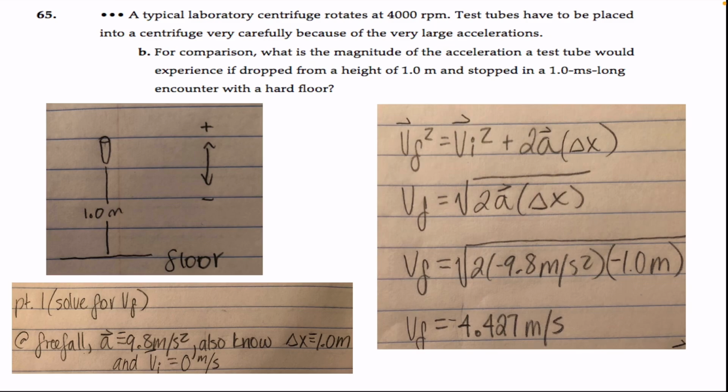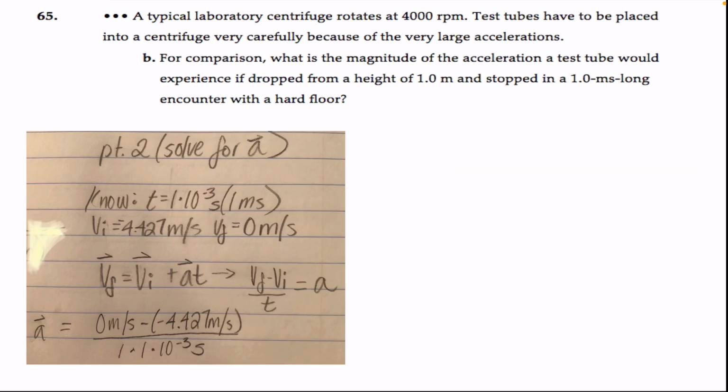I used v final squared equals v initial squared plus 2a times displacement. And once I isolated the final velocity and solved for it, I got 4.427 meters per second. So that's just part 1 of part B. And then part 2, I converted that 1.0 millisecond into 1 times 10 to the negative third seconds to make our units work out. Our initial velocity is going to be 4.427 meters per second. That's what we solved for in part 1. And our final velocity is going to be 0 meters per second, obviously, because the test tube will not be moving.